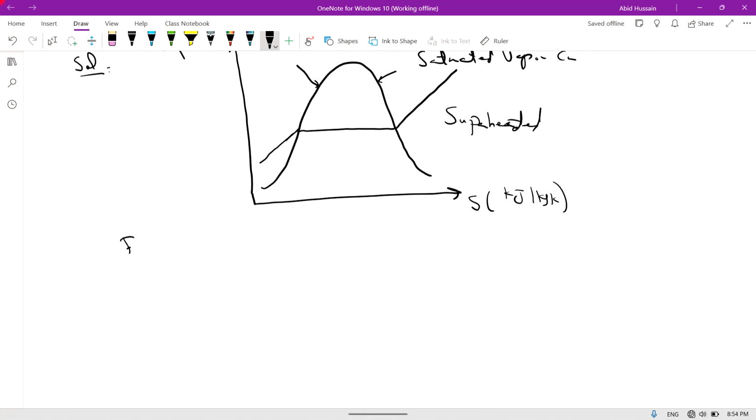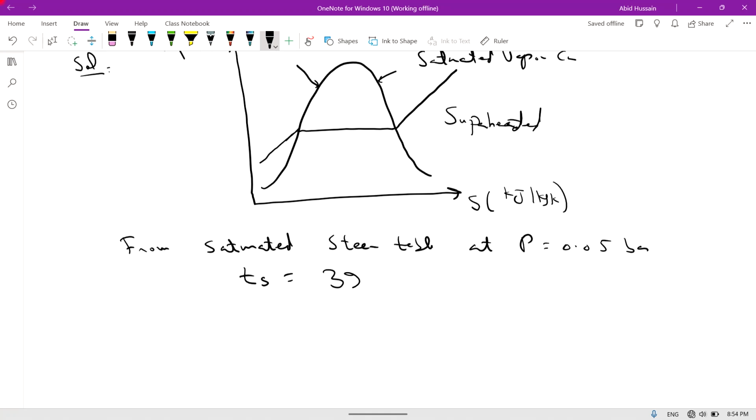So from the saturated steam table, at pressure equal to 0.05 bar, the saturation temperature is equal to 32.9 degrees centigrade, and the temperature given to us is 100 degrees centigrade, more than this value. This is the saturation temperature, 32.9 degrees centigrade.